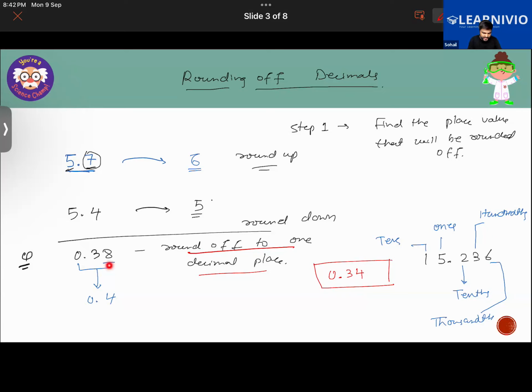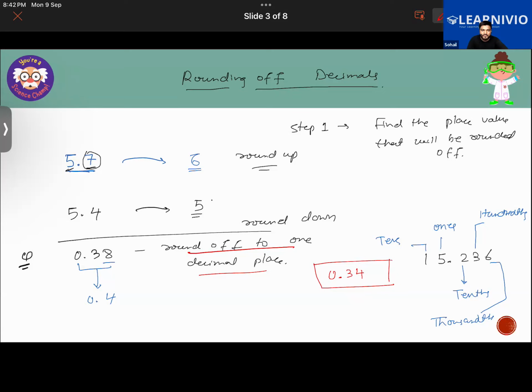You have to look at the hundredth place. Remember, the rule is always look at the number on the right side. The number on the right side here is 8, which is standing at the hundredth place. So here also you have to look at the number at the hundredth place, that is 4. If the number is 5 or more than 5, then it will be rounded up. But if it is less, it will be rounded down. Answer is 0.3, right? Okay, good.